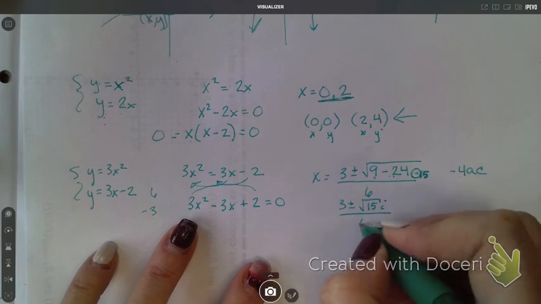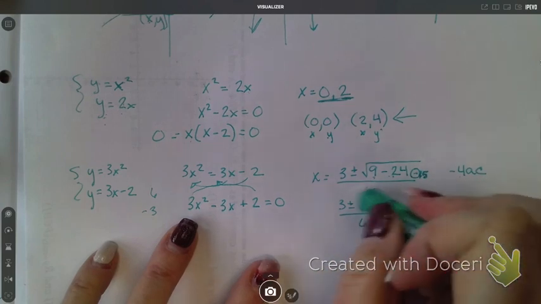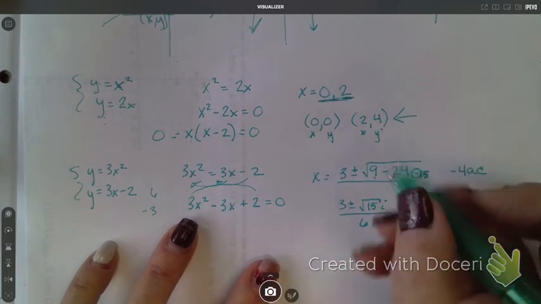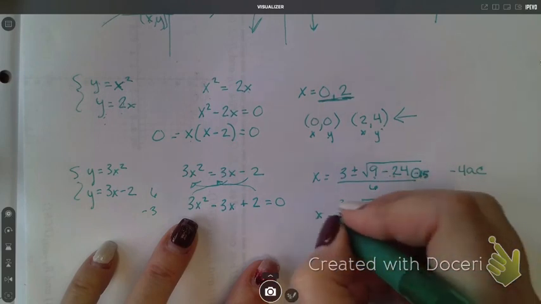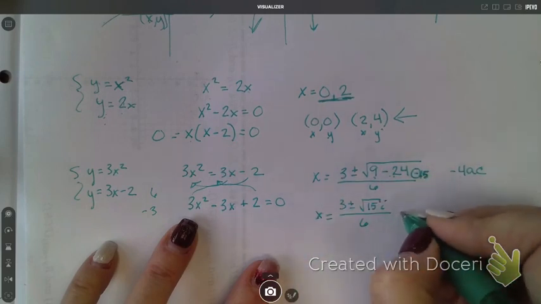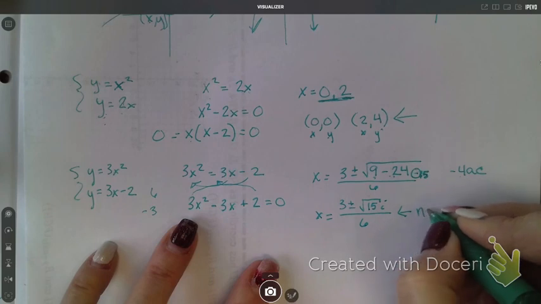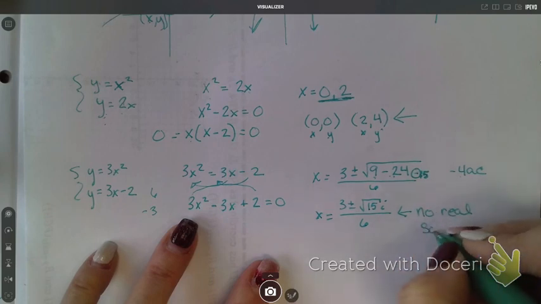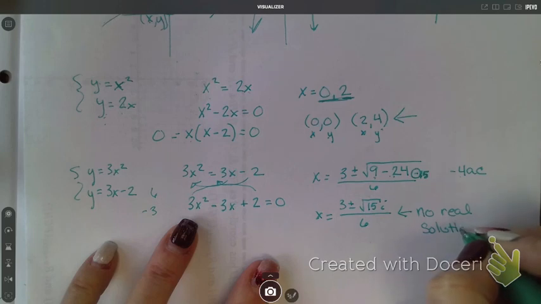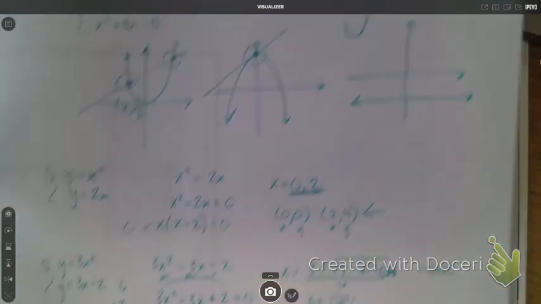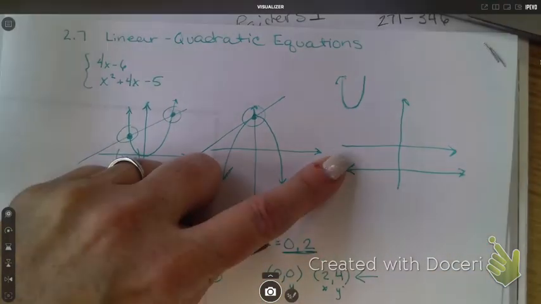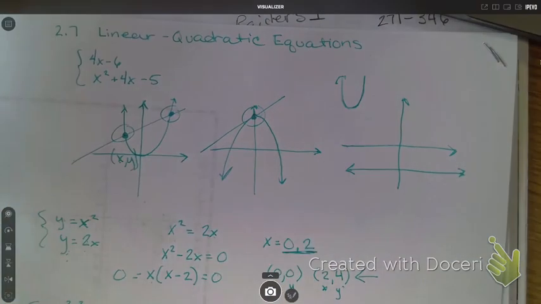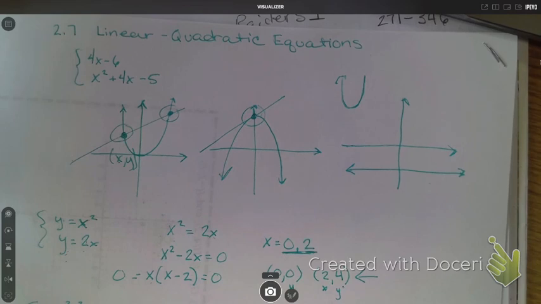over 6. Now, is that a real solution? No. So x equals, and this is not real, so my answer is no real solution. If I were to graph these two, it would look something like that, but they wouldn't touch, would they? So let me graph them.